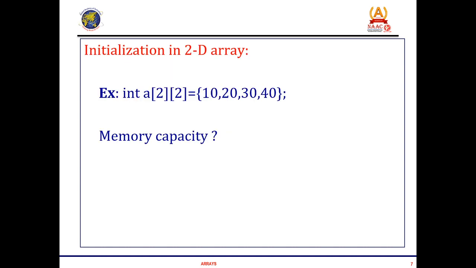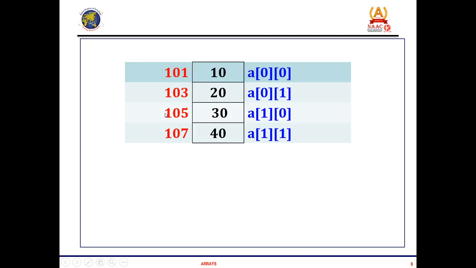And hence the conclusion drawn is that the amount of memory taken by a two-dimensional array is nothing but row into column dimension into the size of the data type. Right? So 2 into 2 is 4. 4 into, assuming that integer takes 2 bytes here, 4 into 2 is 8 bytes. And that is what you see in this memory map, 101 to 108.